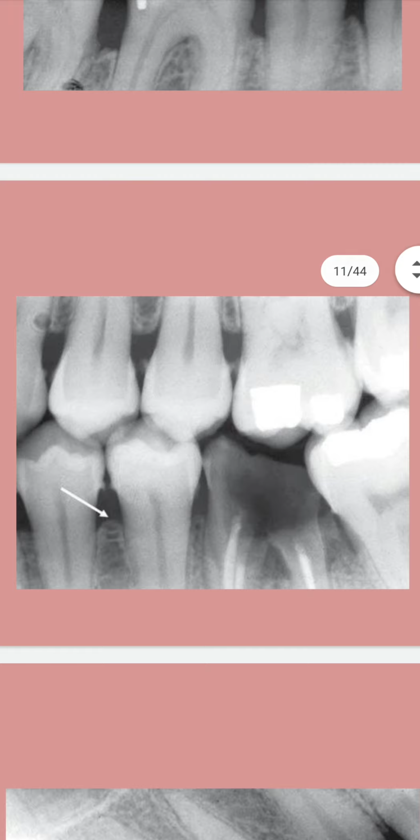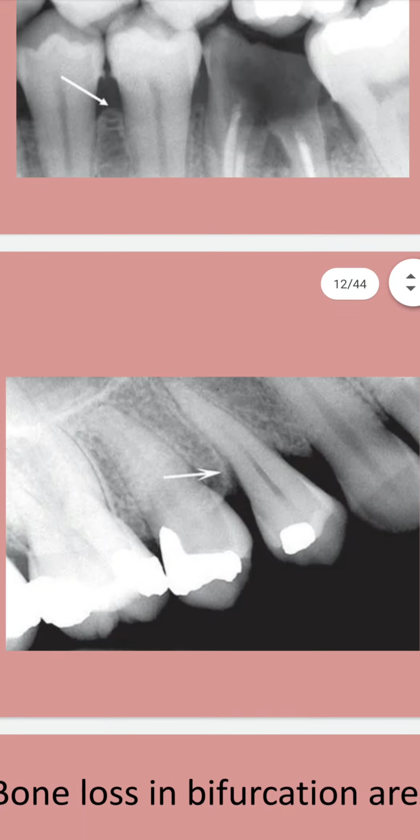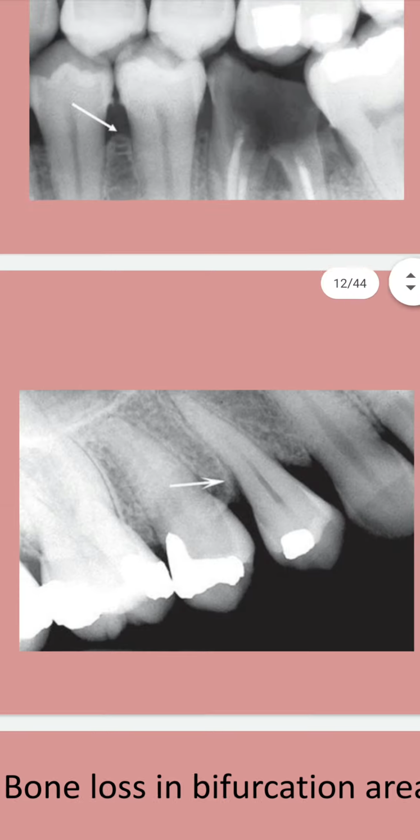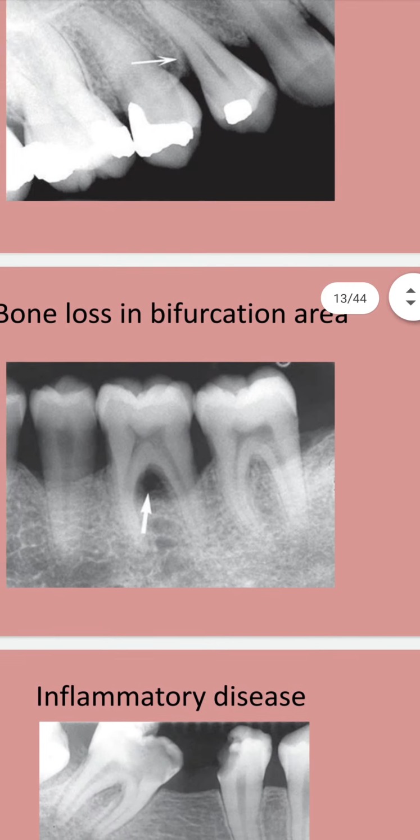Also in this image. In this image, we can see vertical bone loss. Bone loss in the bifurcation area, or bifurcation area involvement.